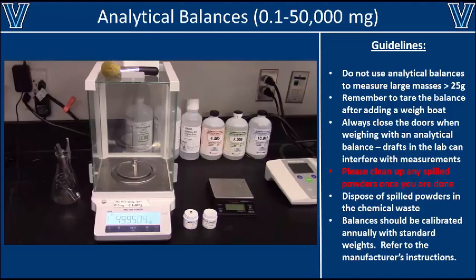So just to review, use crude balances for large weights, which is typically anything over about 5 grams. Use analytical balances for any small weights, anything from 0.1 milligram all the way up to 1 gram. And please clean off the balances and the bench if you spill any chemicals.